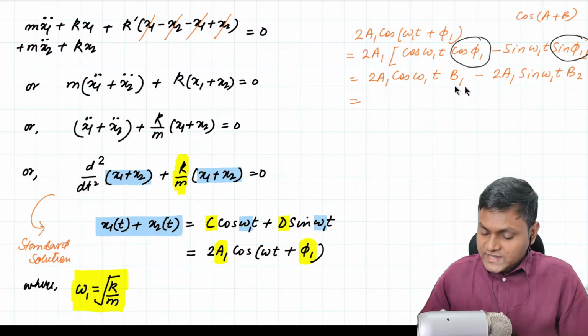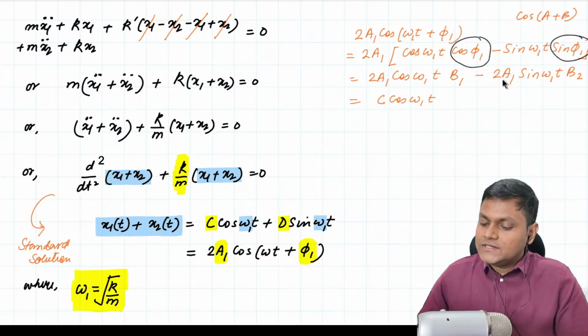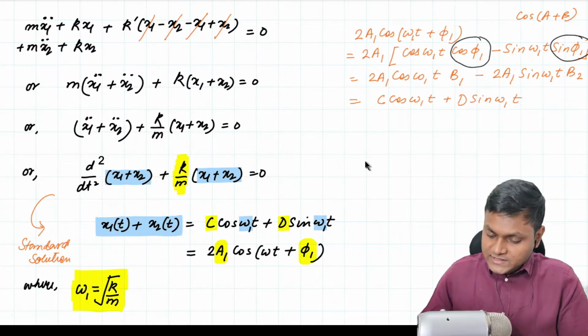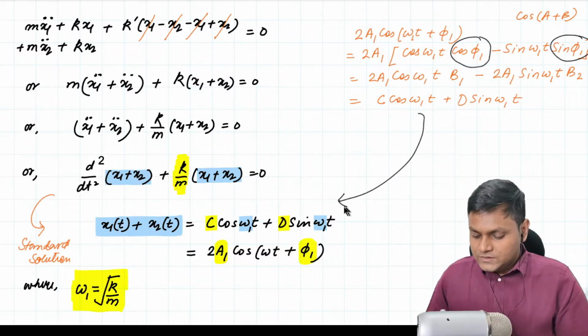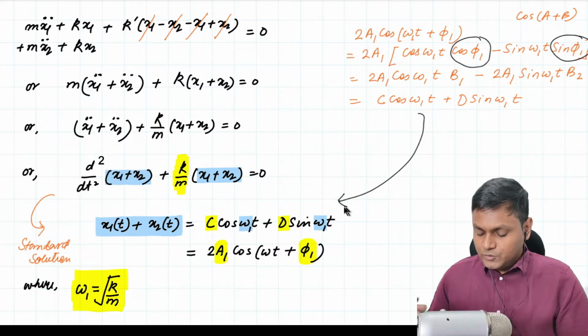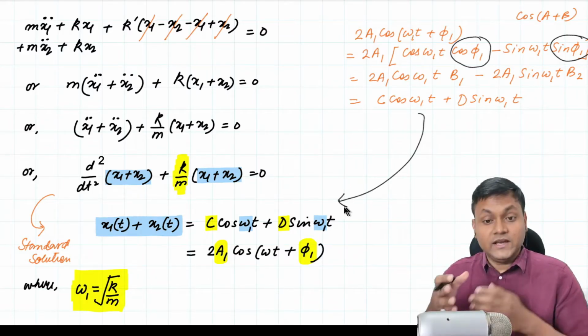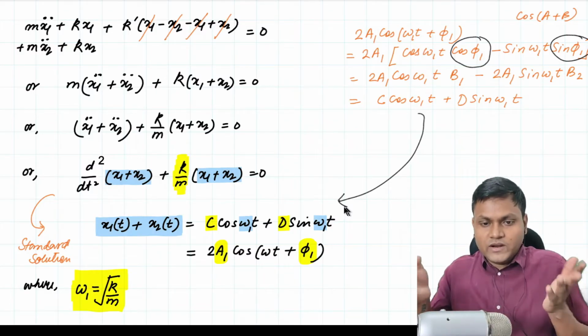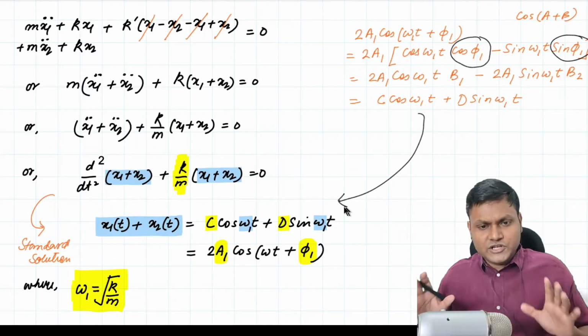So these constants being multiplied can be written as, let's suppose, another constant C cos omega 1 t, while minus 2a1 b2 can be written as some constant, let's suppose D sin omega 1 t, which is nothing but this particular expression, right? This is the same. So C cos omega 1 t plus D sin omega 1 t is the same as 2a1 cos(omega 1 t plus phi 1). Here capital C and capital D are some constants, and capital A1 and phi 1 are also constants that depend upon the initial configurations.